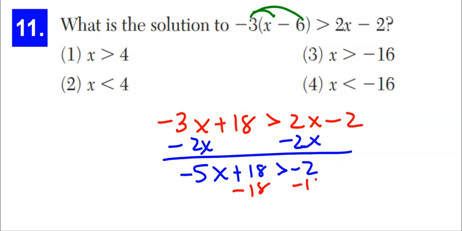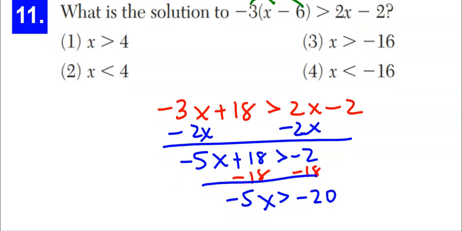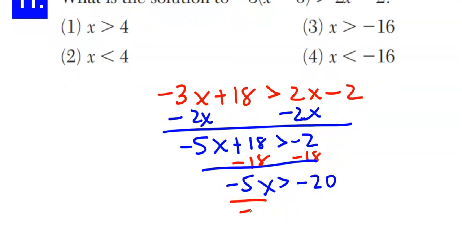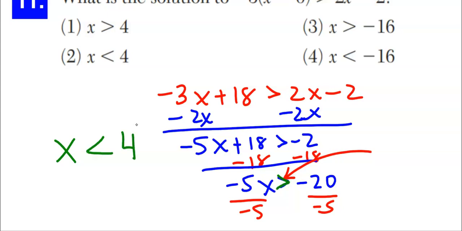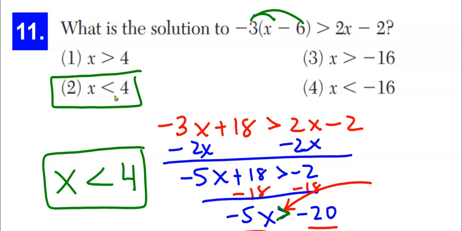Subtract 18 from both sides. -5x is greater than -20. And when I divide both sides by -5, this causes a reverse order to my inequality. So instead of a greater than, we're going to flip it to less than. So x is less than 4.